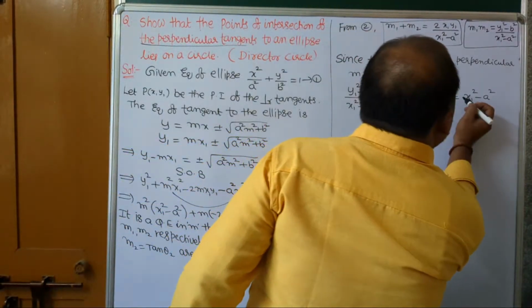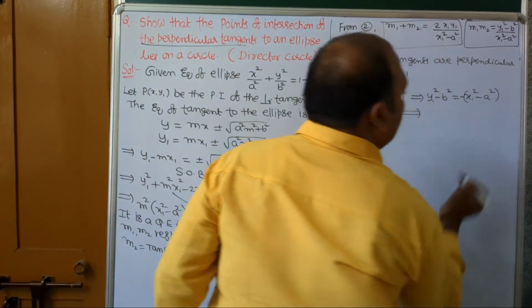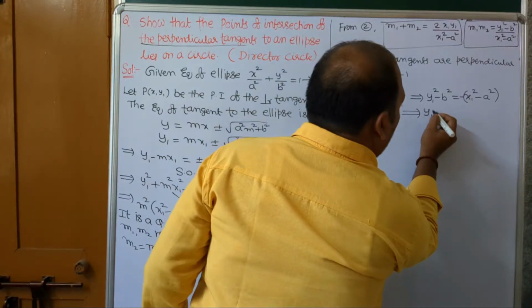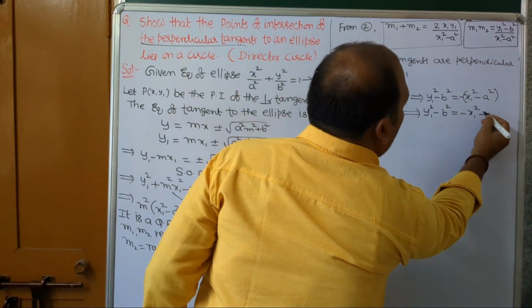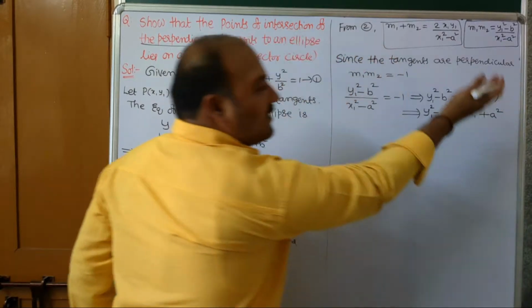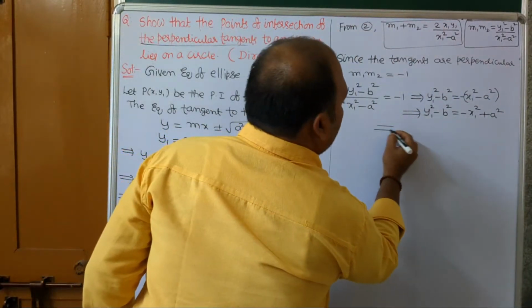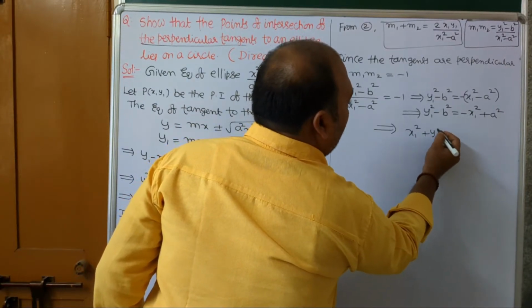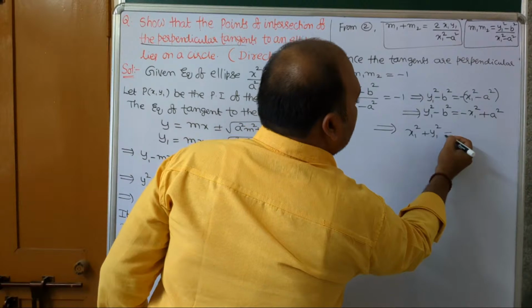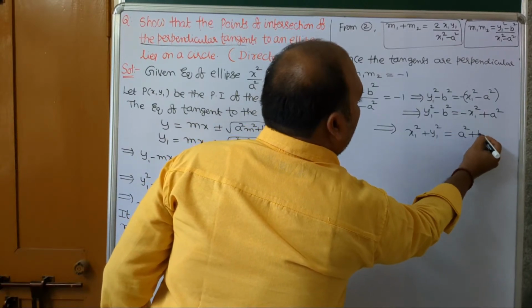But here minus is there, no? Minus, I forgot to write. So y1 square minus b square equals minus x1 square plus a square. Minus x1 square bring this side, plus x1 square. Already y1 square is there here. Minus b square bring that side. So a square plus b square.